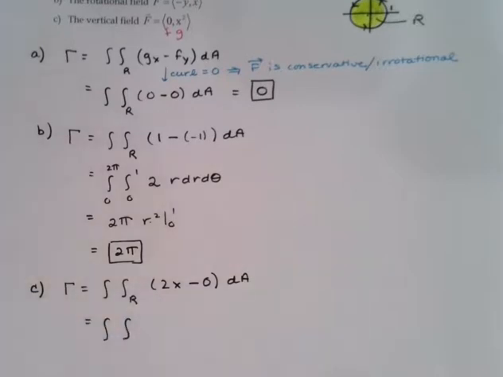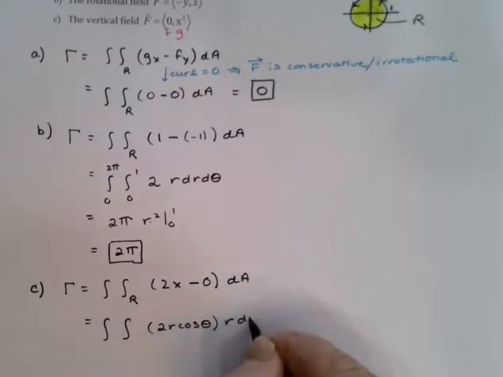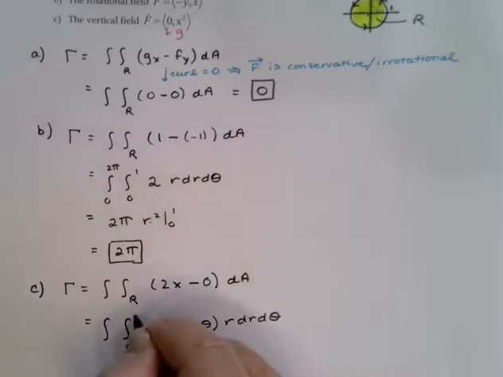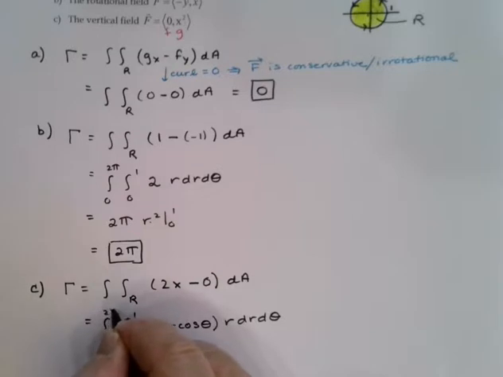And the limits of integration are so nice in polar coordinates. I think I'll go back to polar again. 2x, I'll write that as 2r cos theta. And the dA will be r dr d theta. And that way I can just say my circle goes from 0 to 1 in radius and 0 to 2 pi for the angle.